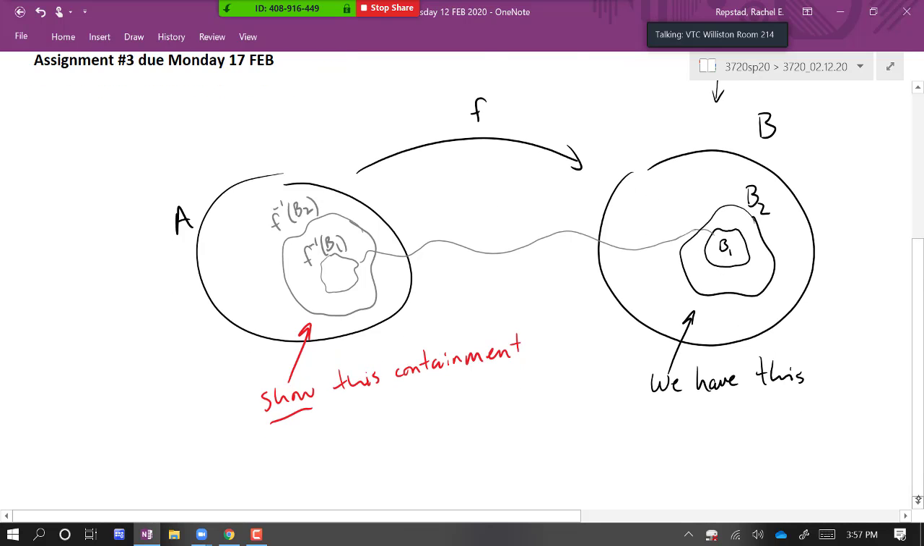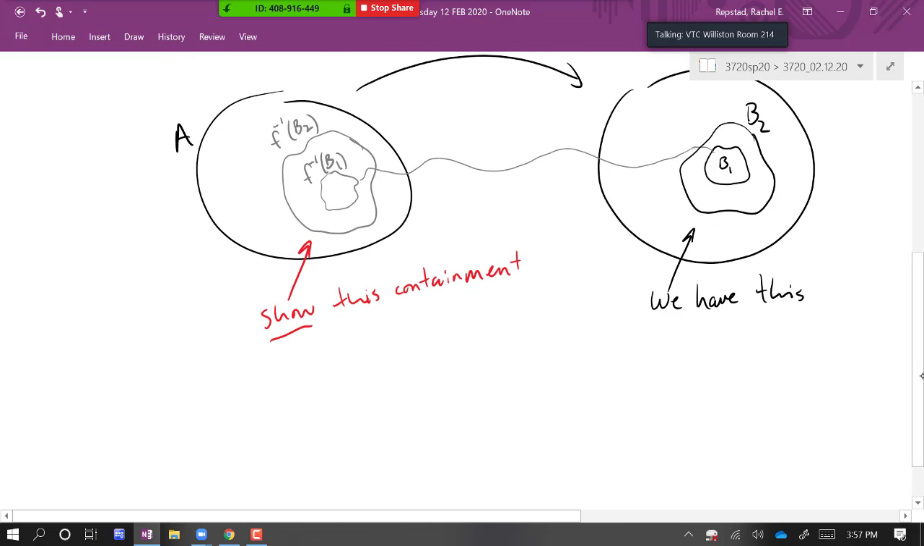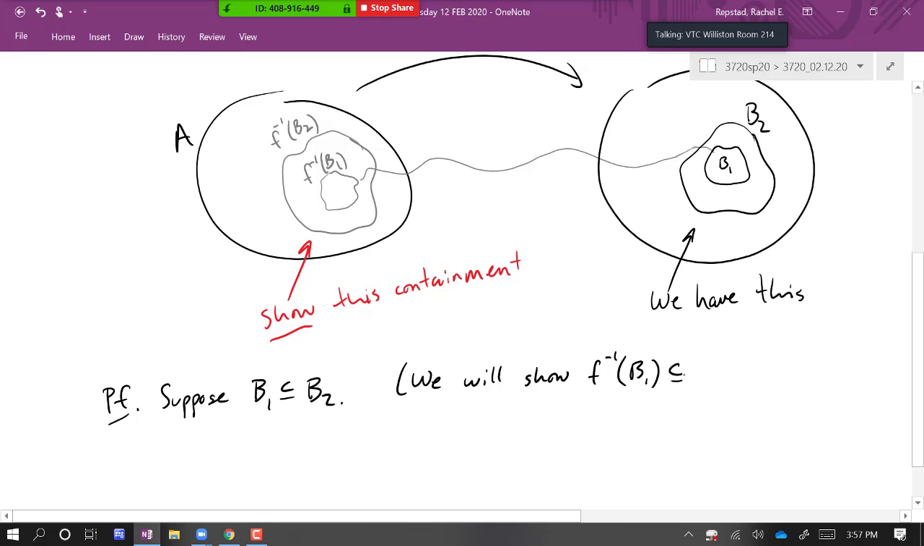So it's an if-then proof, so I'm just going to start by supposing what they give us is true. So we'll suppose that B1 is contained in B2. And then I'm going to write as a parenthetical, we will show that the pullback of B1 is contained in the pullback of B2. We've done containment proofs before, where we're trying to show that one set is contained in another set.